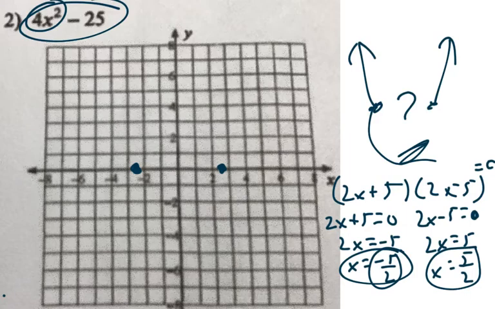So I just graphed my intercepts. I know my end behavior: it's going to go up like this, and up like this. In the middle, it's just going to loop and come down, something like that.